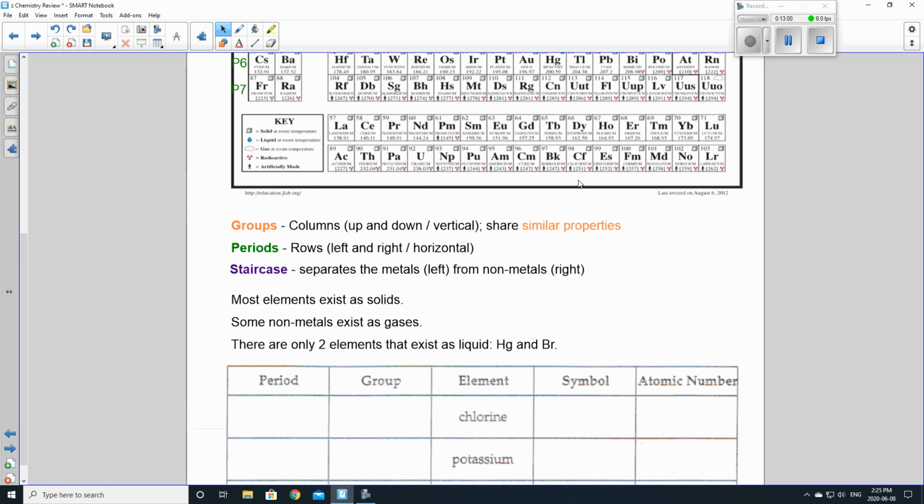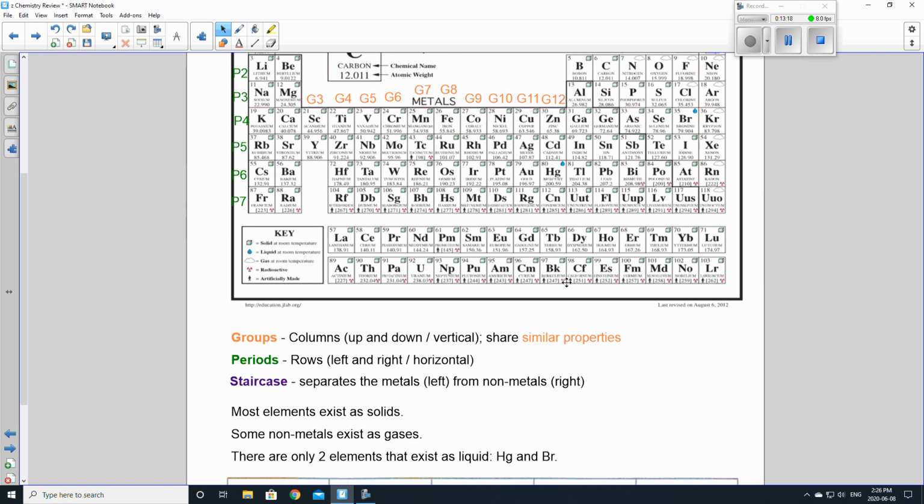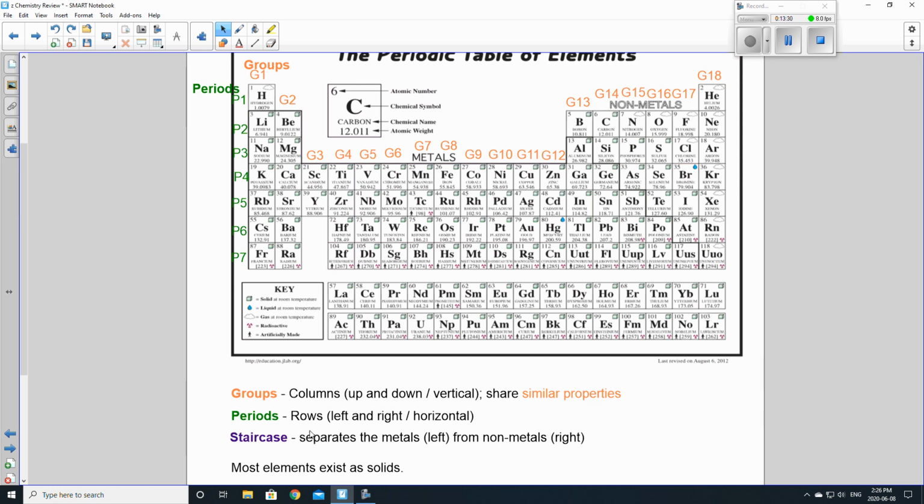Next up, I want to remind you, how do we organize our periodic table? Well, there are groups. Groups go in columns. You have to know that groups are associated with columns that go up and down, or vertical, and that if they are in the same group, they share physical and chemical properties. This is group number 1, group number 2, group number 3, group number 18. They go vertically.